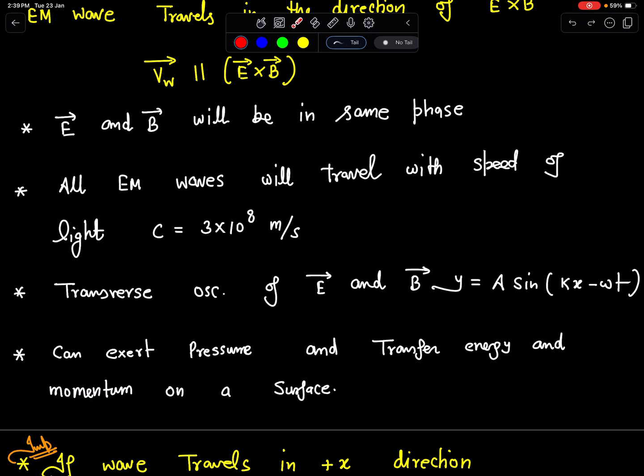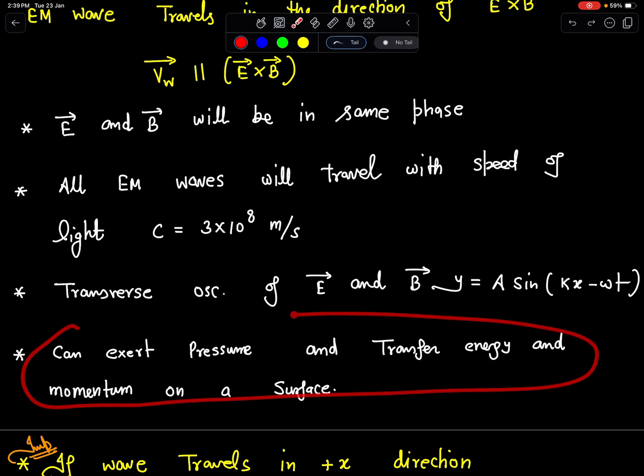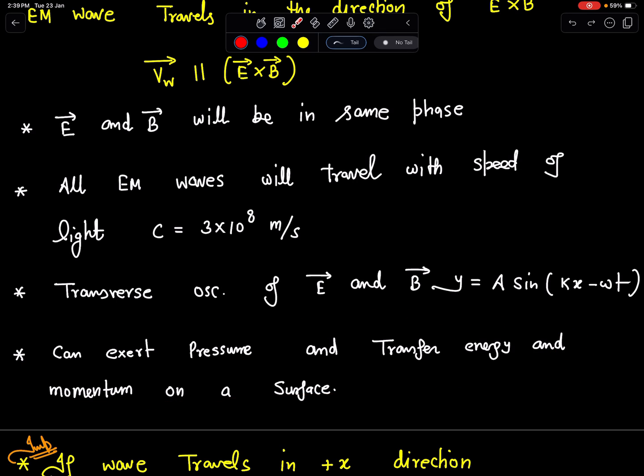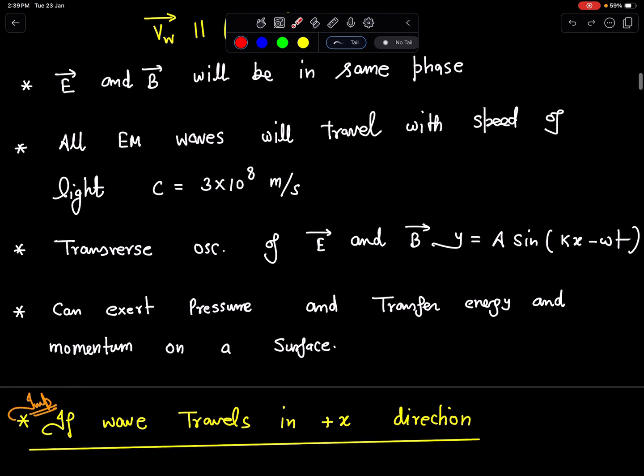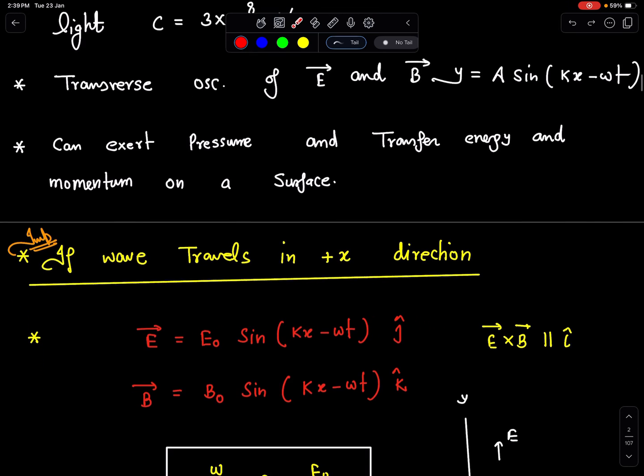They can exert pressure and they can transfer energy and momentum to a surface. This part we have covered in modern physics, or wherever you are studying, there also it would have been covered. The radiation pressure part comes in thermodynamics, in modern physics, and in EM waves also. Perfectly reflecting, perfectly absorbing surface, all these things. So let's learn how to write the equation of an EM wave.